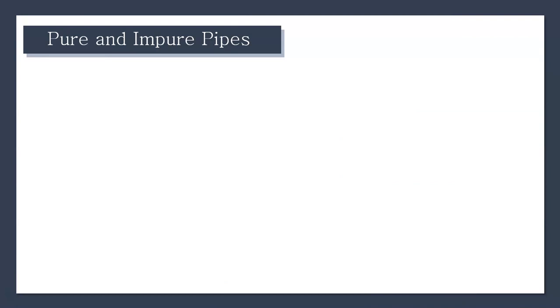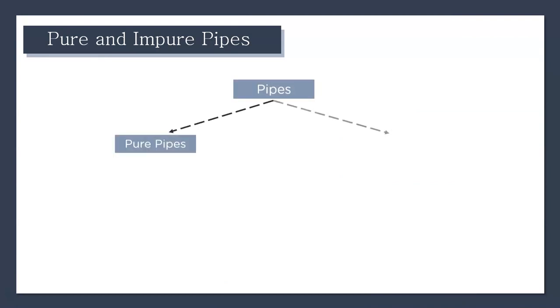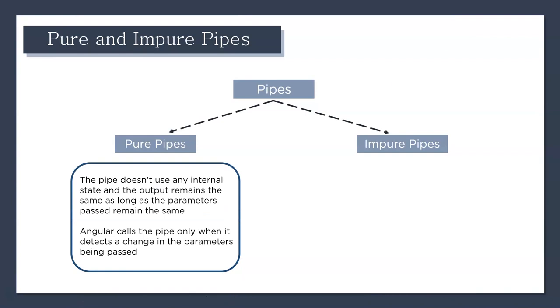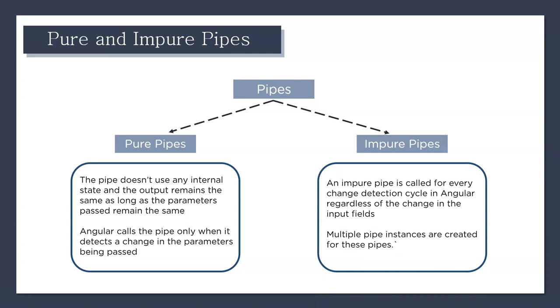Now pipes in Angular are classified into pure and impure pipes. Alright, now pure pipes use pure functions. As a result of this, the pipe doesn't use any internal state and the output of the pipe remains the same as long as the parameters remain the same. Okay, so Angular calls the pipe only when it detects a change in the parameters that are being passed. And a single instance of the pure pipe is used throughout all the components. Talking about impure pipes, an impure pipe is called for every change detection cycle in the input fields. Multiple pipe instances are created for these pipes. Now, inputs passed to these pipes can be mutable, and by default all pipes are pure pipes. However, you can specify impure pipes using the pure property.